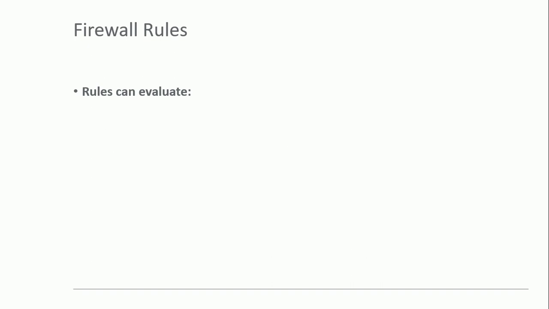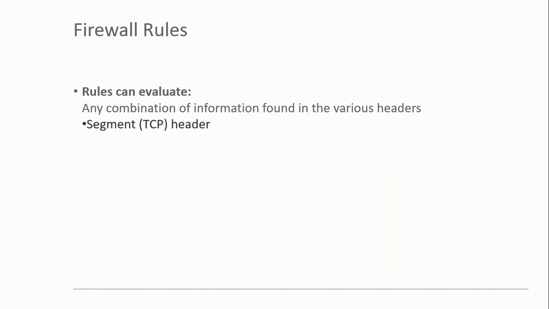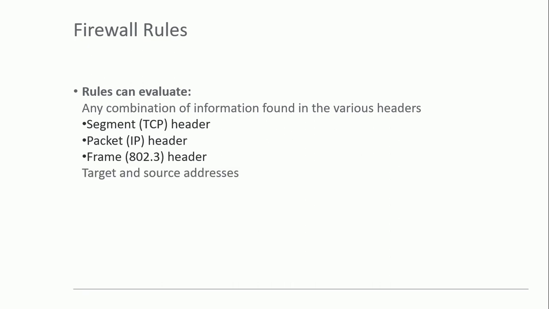In general, our firewall rules can evaluate any combination of the information in all of those different headers: the segment header, the packet header, or the frame header, which is TCP, IP, and 802.3 MAC. You can look at the target and source addresses and the connection state. TCP has that connection state. If it's an established connection, I'm going to allow that traffic back through my firewall, for example.